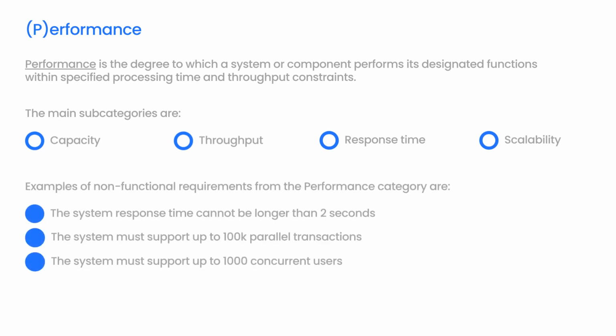Examples of non-functional requirements from the performance category are: the system response time cannot be longer than 2 seconds. The system must support up to 100K parallel transactions. The system must support up to 1,000 concurrent users.